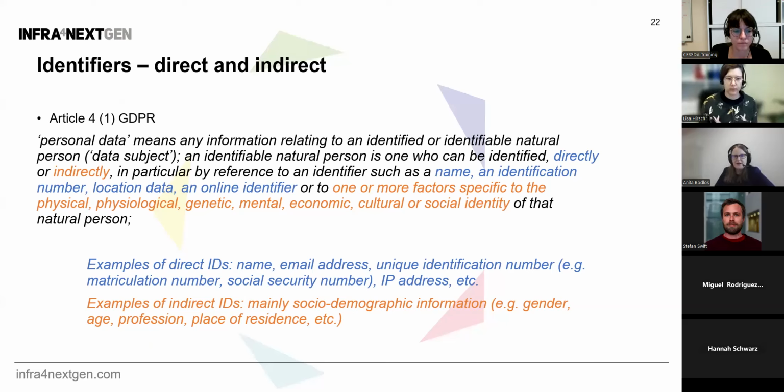Indirect identifiers are more tricky because they are less clear or may contain more ambiguity. Indirect identifiers are any information that concerns the physical, physiological, genetic, mental, economic, cultural, or social identity of a natural person. So basically all sorts of demographic information, for instance, gender, age, profession, place of residence, etc.